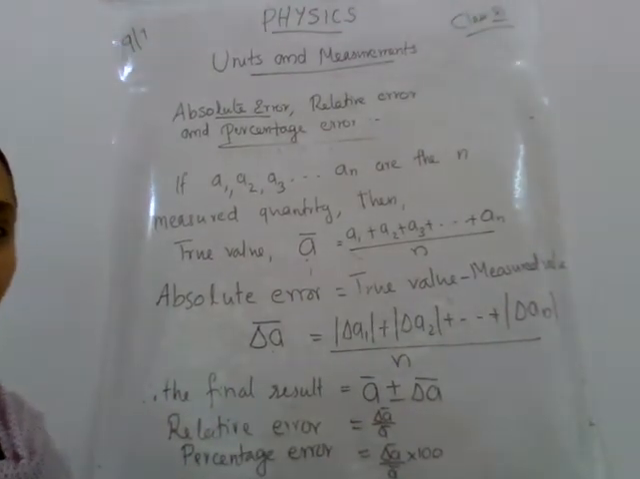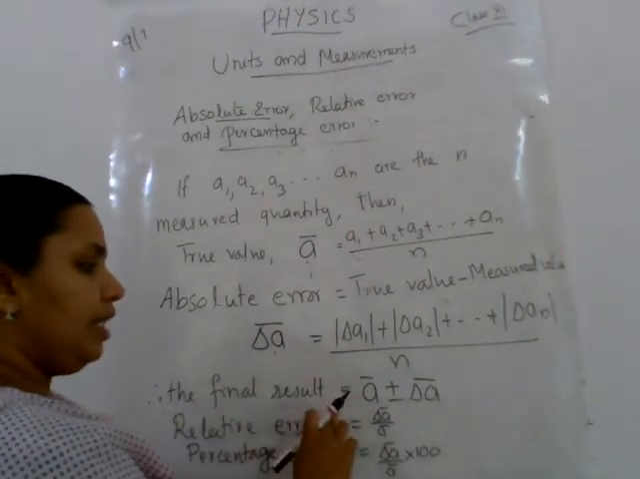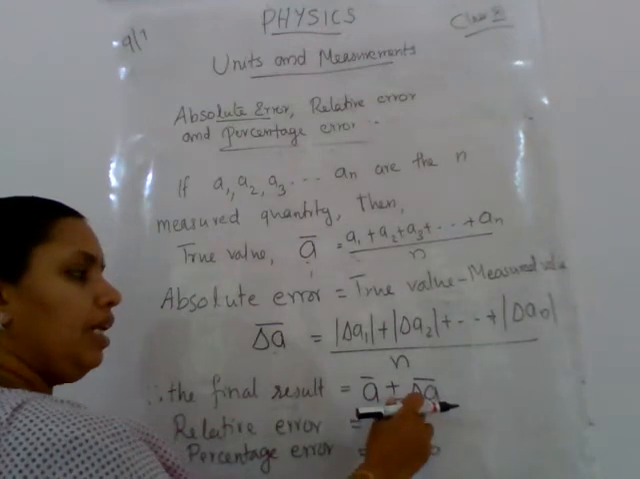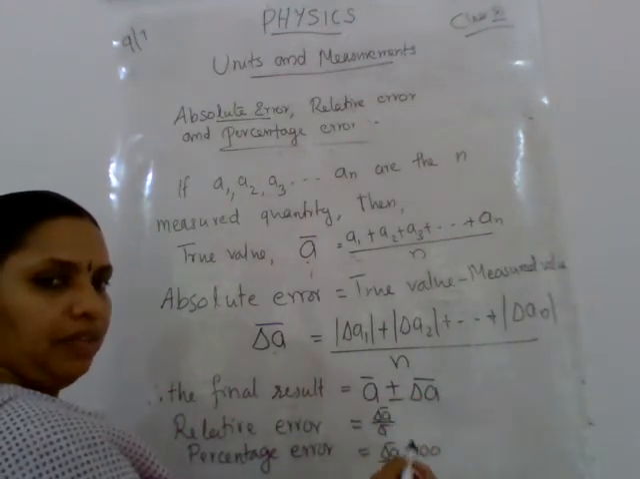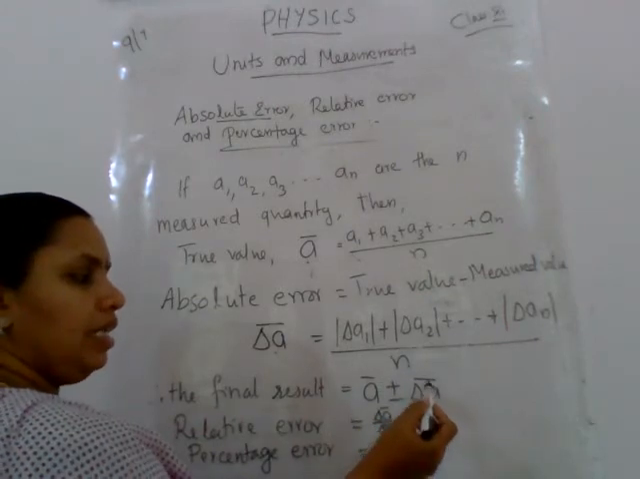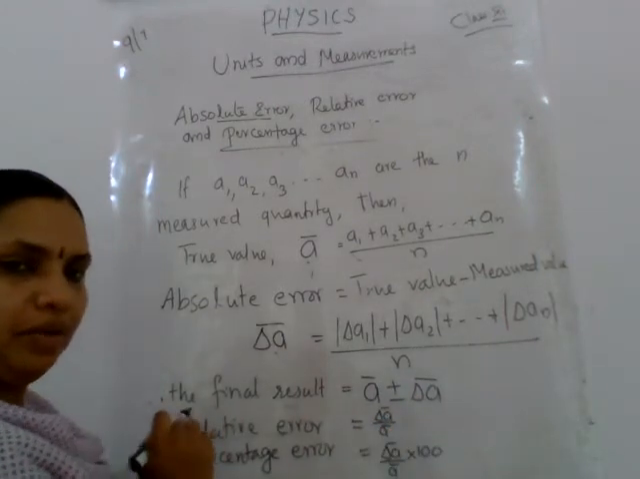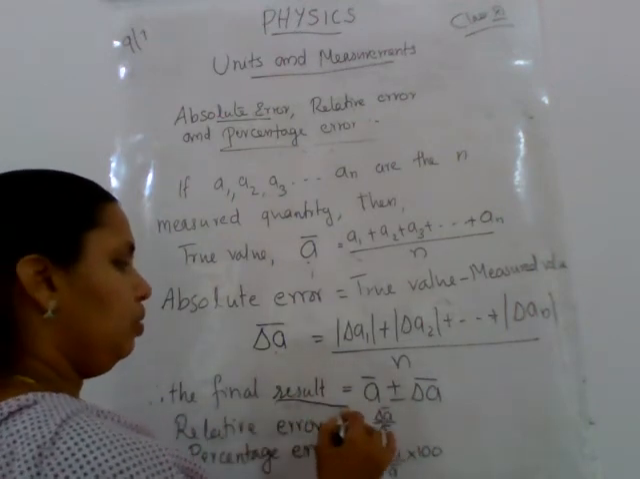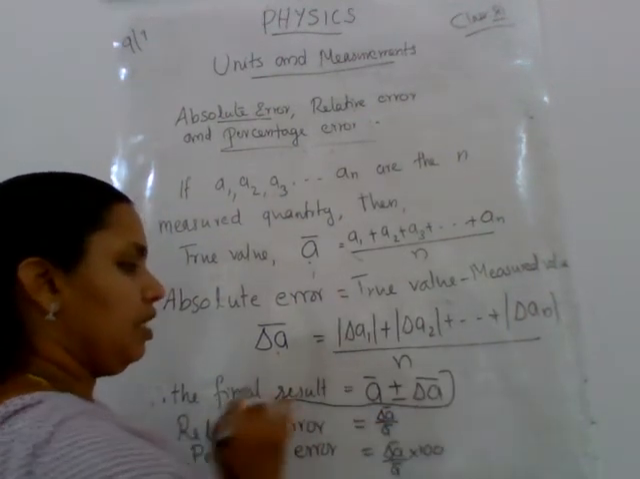So the final result we can write as A bar, that is the true value, plus or minus mean absolute error. After getting the result, you have to write it like this: A bar plus or minus delta A bar. Therefore, the final result is equal to this.